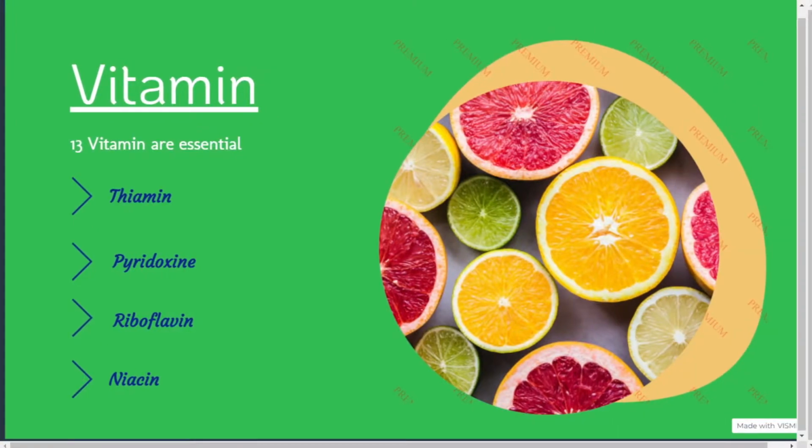Now we all know vitamins, right? Humans, or any organisms, require vitamins for growth, development, maintenance, and even reproduction. So these are the functions of vitamins. And for the human body, 13 vitamins are essential, meaning we require them because they are not synthesized in our body.